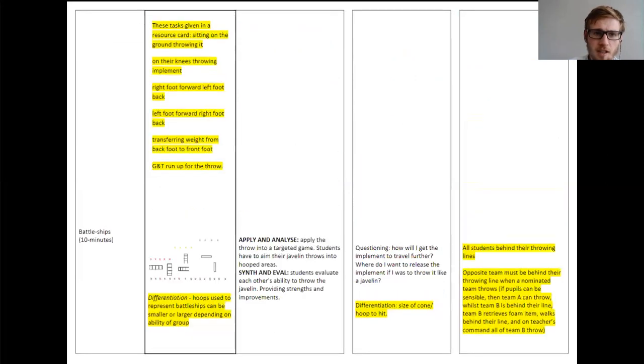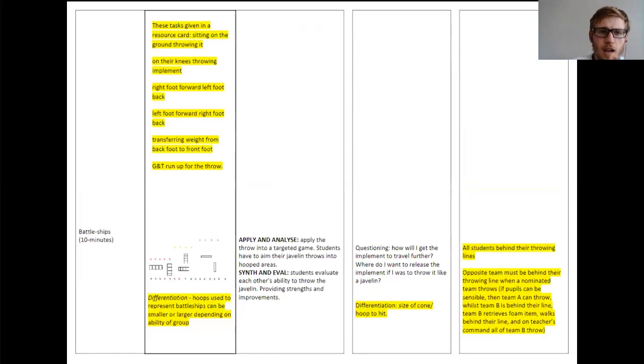Pupils are then given the chance to take themselves through resource cards, which allows them to use a guided discovery method in order to learn the technique that best suits them. And there's also a means of catering for gifted and talented, because those pupils are going to have a run up for a throw, so you can set the expectation that they will be able to demonstrate and explain the technique for throwing with a run up.